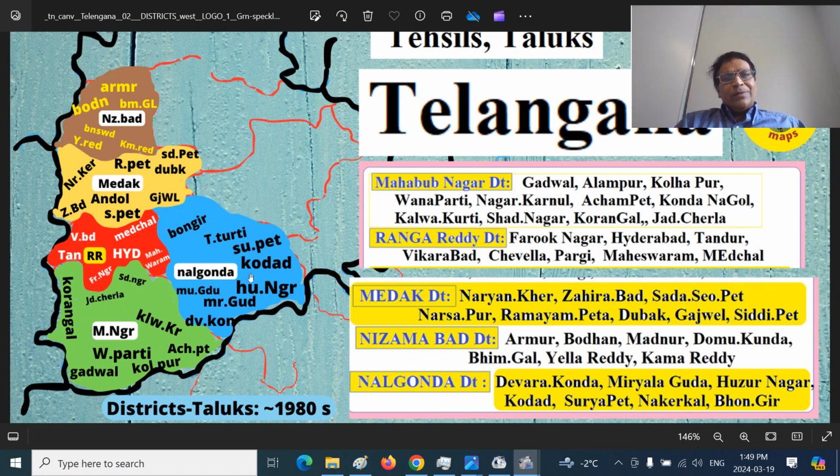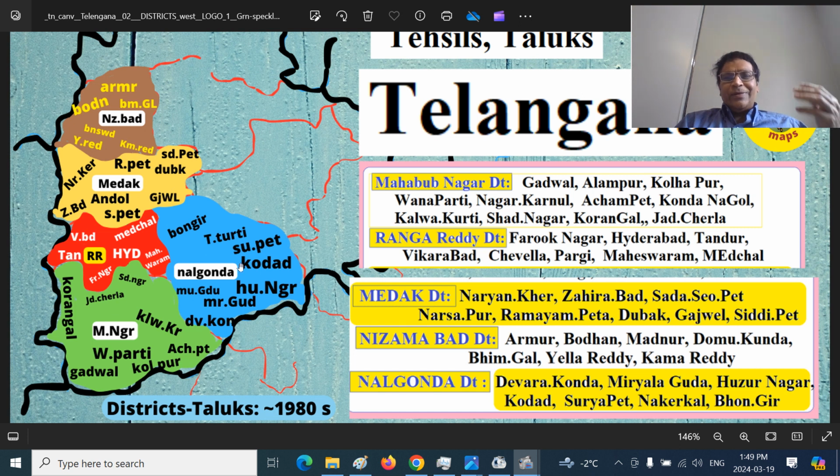So the frontier taluk is Kodad into the Guntur plain region. It looks to this panhandle region is the Huzurnagar. That is very different from Huzurabad, that is in the Karimnagar district area. So the Devarkonda region here, this is the Miryalaguda. I think this is misspelled here. This is the Miryalaguda. This is the Nalgonda region.